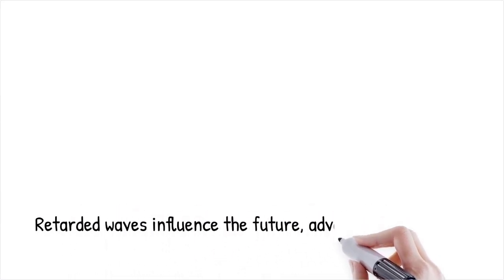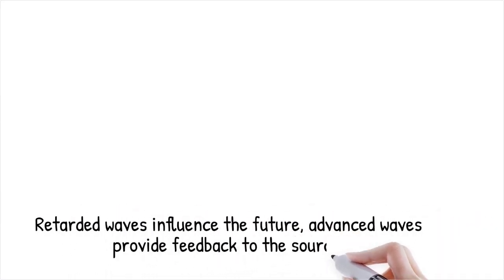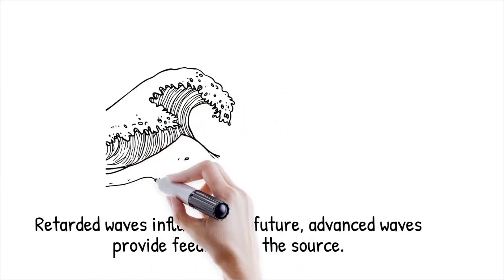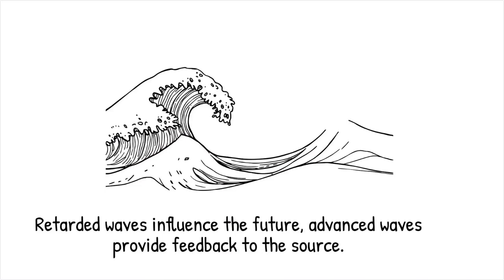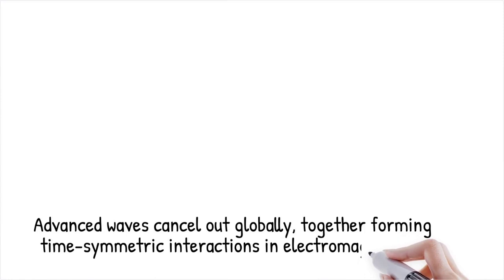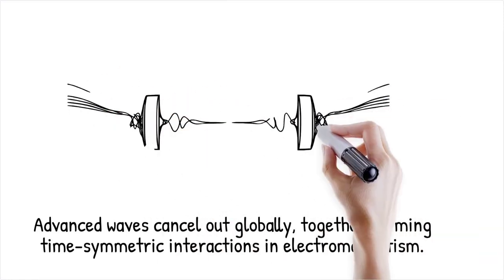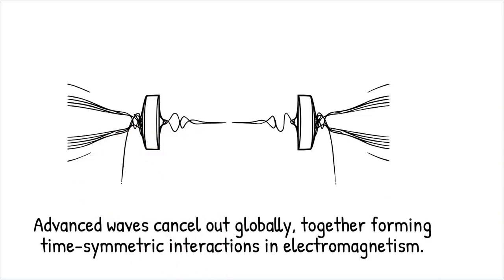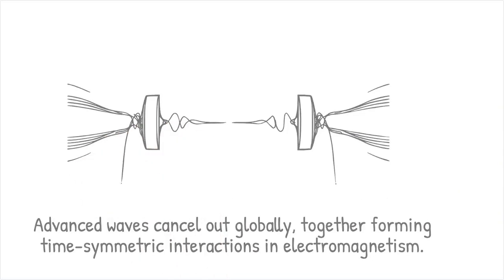Retarded waves convey causal influence from a source to its future environment, while advanced waves carry the absorber's feedback back to the source. Their half-and-half combination ensures energy is conserved and radiation reaction emerges naturally. Advanced waves alone are not physically observed because they cancel out globally except in their role shaping emission. Together, they form a time-symmetric interaction kernel that underlies electromagnetic forces.